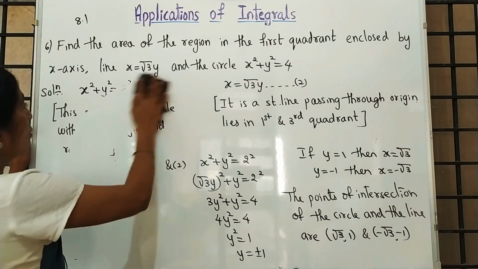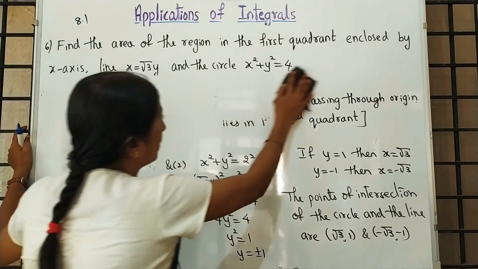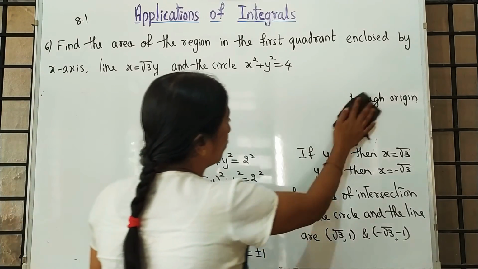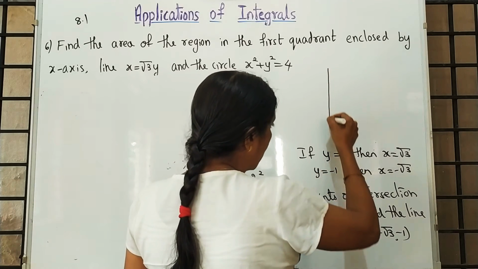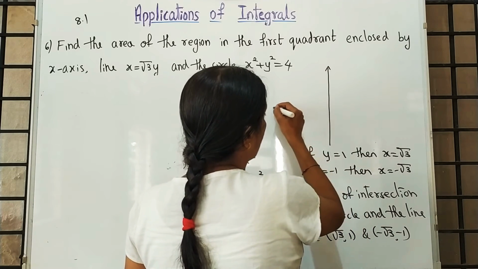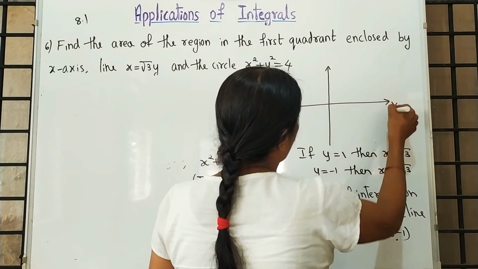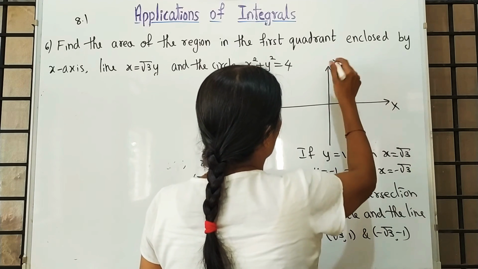Now we have to draw the figure, that gives you the way to write all the steps properly. See, already I gave, it is the equation of the circle with center origin and radius what? Radius 2.